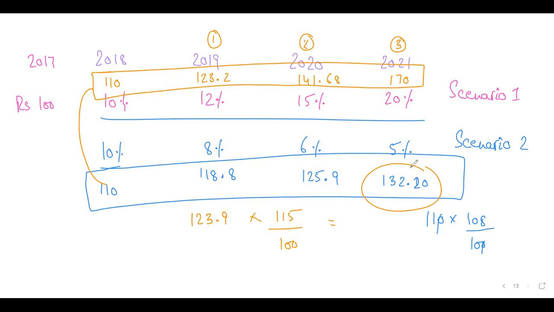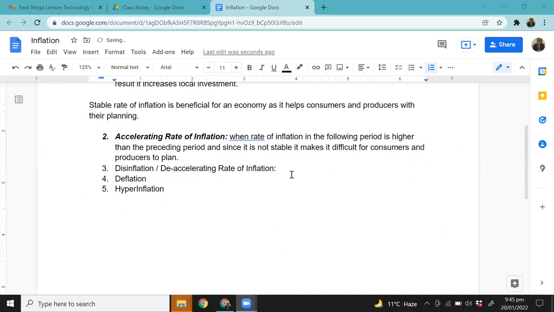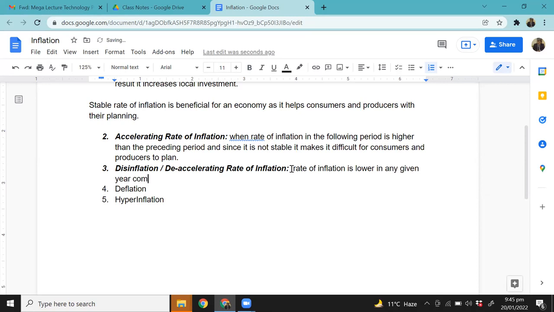So in disinflation, prices will increase. It's not that prices will not increase, but prices will increase at a slower rate, right? Easy? Any confusion about this? Students, any confusion about this? Previous year, right? So what is disinflation? So disinflation is when the rate of inflation is lower in any given year compared to the previous year.